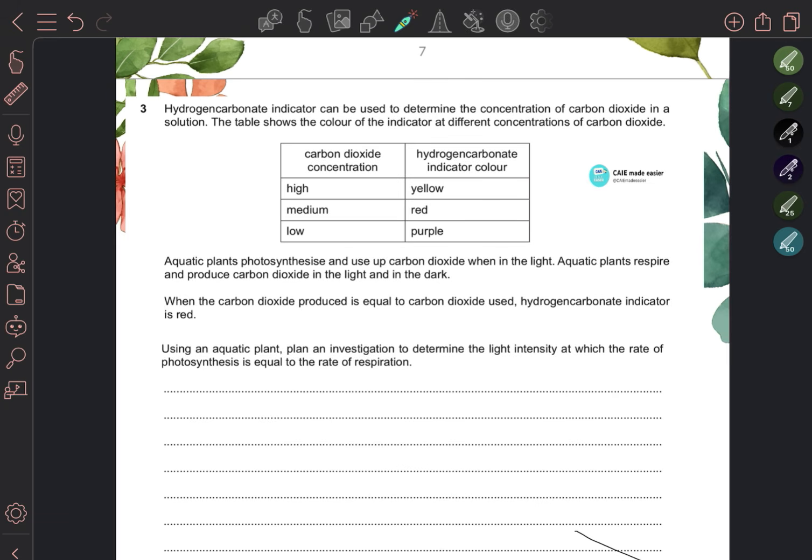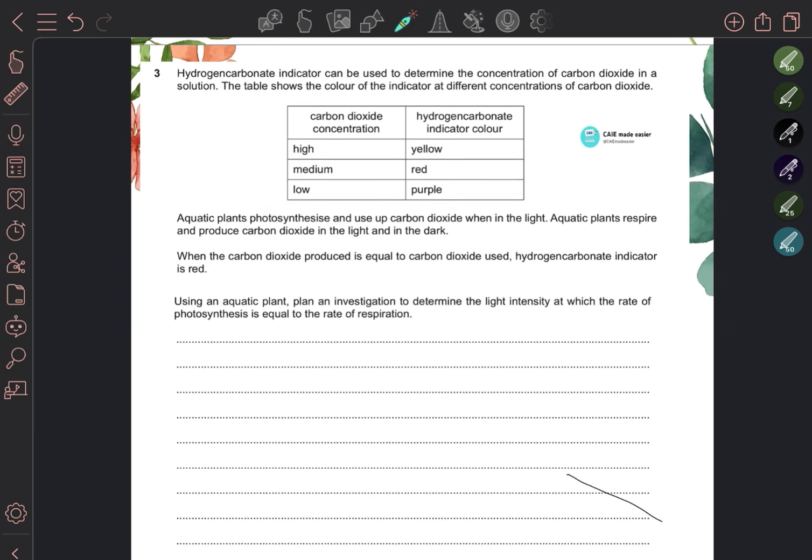The next question is: hydrogen carbonate indicator can be used to determine the concentration of carbon dioxide in a solution. The table below shows the color of the indicator at different concentrations of carbon dioxide. So when the carbon dioxide concentration is high, the indicator will show yellow color. When it's medium, it's going to show red color, and low concentration shows purple color. So aquatic plants photosynthesize and use up carbon dioxide when in the light. So if there is light, carbon dioxide concentration would reduce and the color of the indicator would be purple. Aquatic plants also respire and produce carbon dioxide in the light and in the dark.